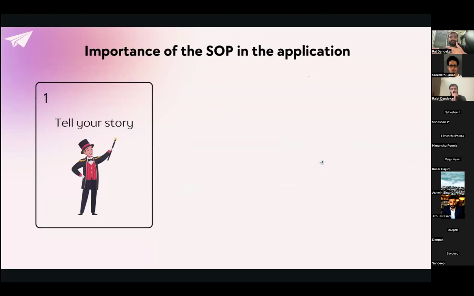So, in my experience, there are 3 main things which you can do in your SOP. First of all, you can tell your story. All of us have different stories. There are strengths, there are weaknesses, there are times when we have struggled, and there are times when we have overcome these struggles. SOP is the only place where you can write about your unique story.